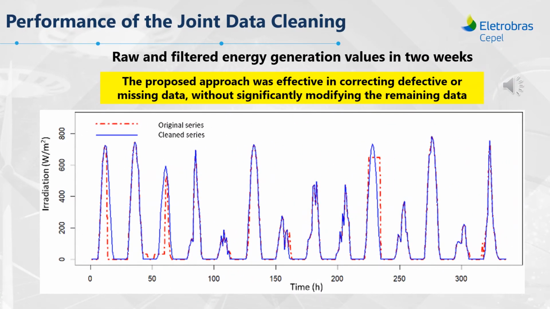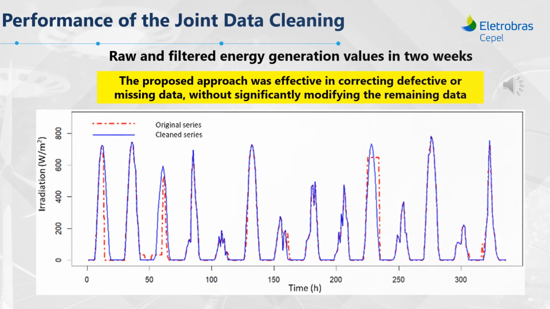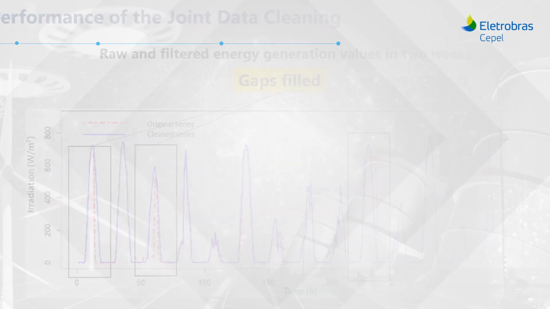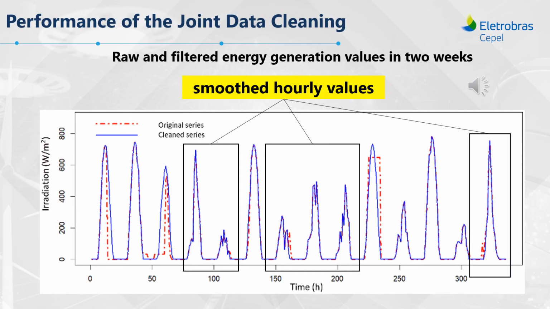In the same way, this plot shows raw and filtered hourly values of the SPV generation in the 2 weeks analyzed. Look at the raw data in red and the cleaned data in blue. The proposed approach was effective in correcting defective or missing data, however, without significantly modifying the remaining data. The 3 gaps in the SPV data were filled. As illustrated in this figure, the smoothing of some hourly GHI values had little effect on energy generation.